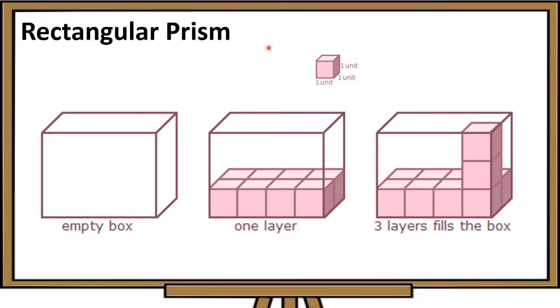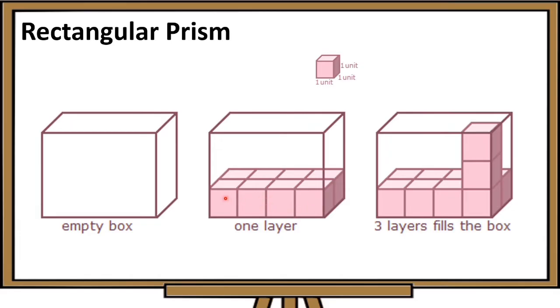Let us visualize the volume of a rectangular prism. So we have here an empty box, a rectangular prism, and we have here a cube with a measurement of length 1 unit, width 1 unit, height 1 unit. Okay, so maglalagay tayo ng cubes dito sa ating rectangular prism hanggang sa mapuno ito. Okay? So, nung nilagyan natin ng cubes itong ating rectangular prism, meron tayong 1 layer.